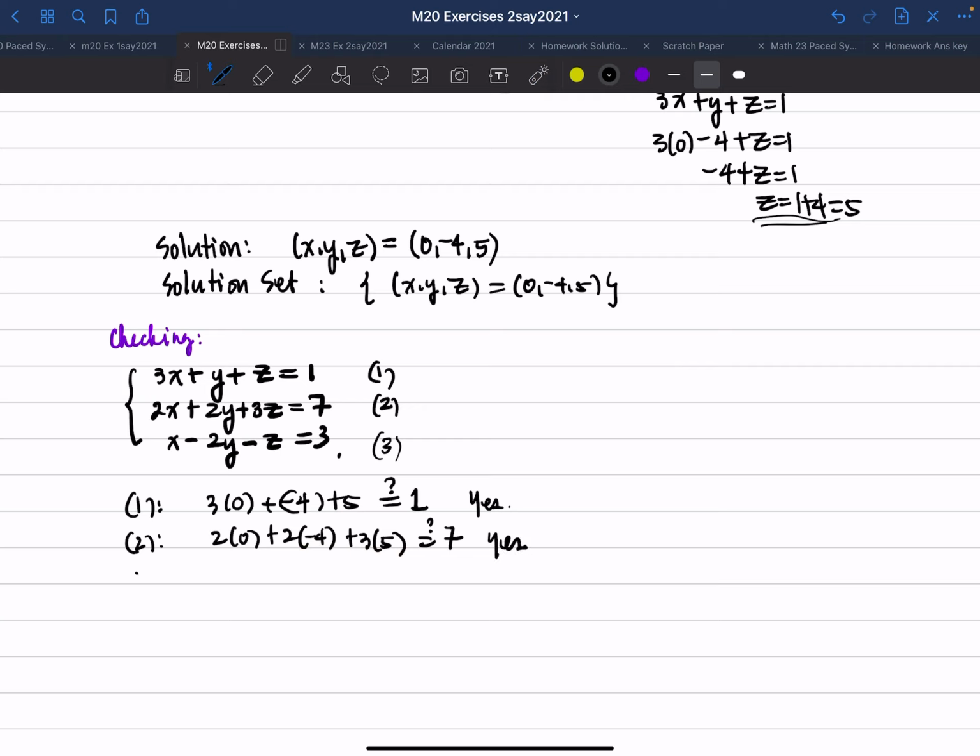Yes. And then finally, 0 minus 2 times y minus 5. Is it equal to 3? Negative 2 times negative 4 is 8. Minus 5 is 3. Yes. And as you can see, this particular xyz 0, negative 4, 5 satisfies all the equation. Therefore, ito na yung sagot natin. This one.